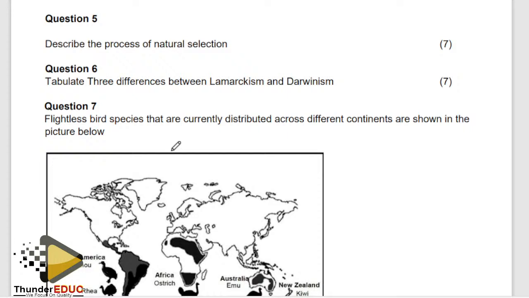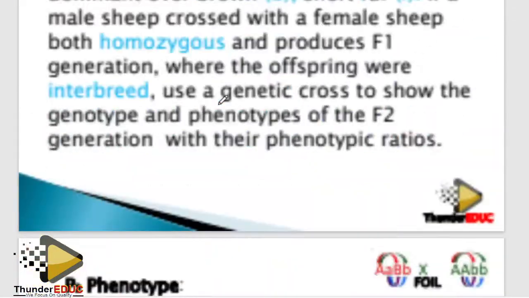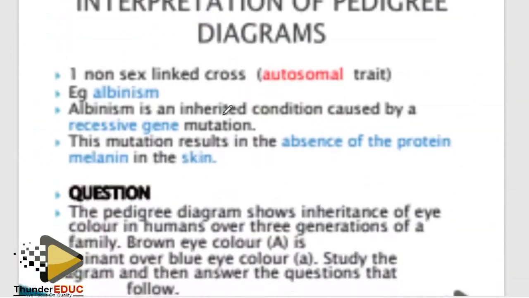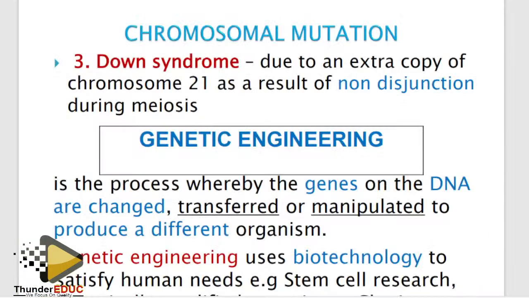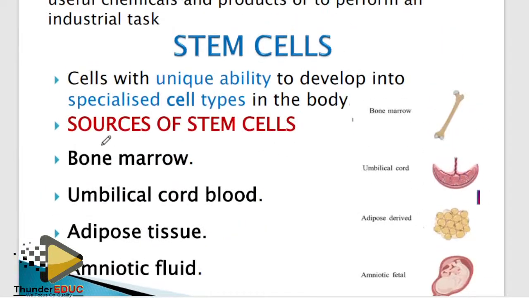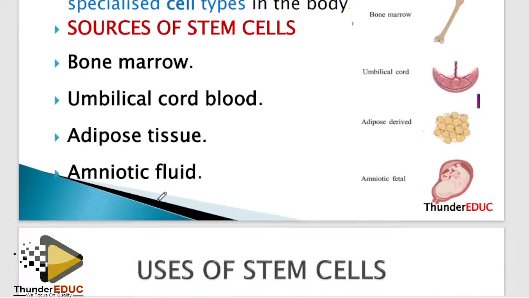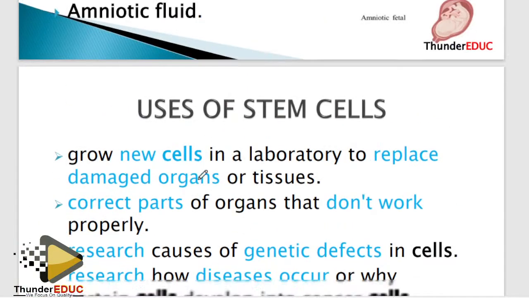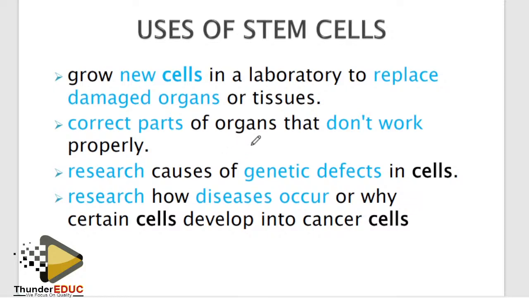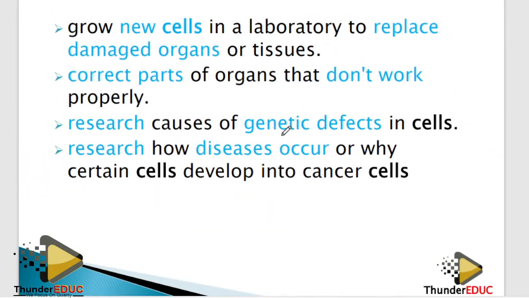I designated a full video on cloning. Stem cells, what are stem cells? The cells which have the ability to modify and form other body structures. Basically you just need to read this and the examples of these stem cells. Let me just show you here from Excel in life science distinction material. You see sources: bone marrow, umbilical cord, adipose tissues, amniotic fluid. Uses: to generate new cells or replace worn out or damaged cells. They can be used for research purposes.